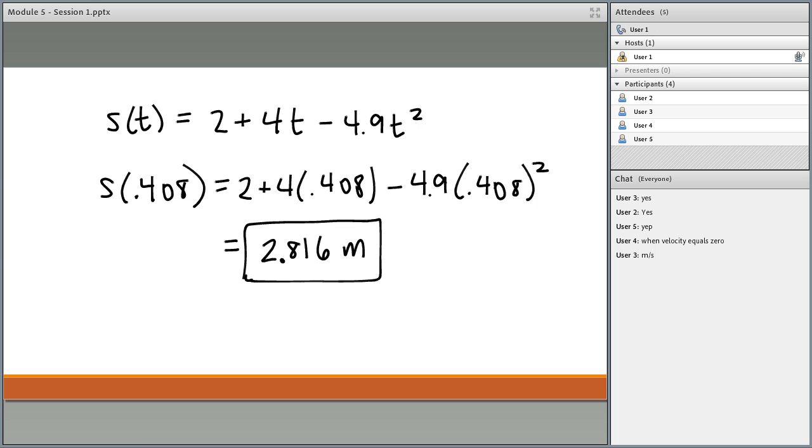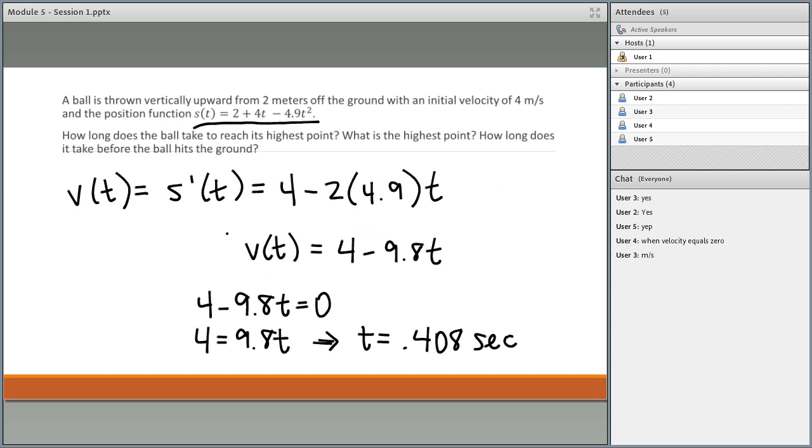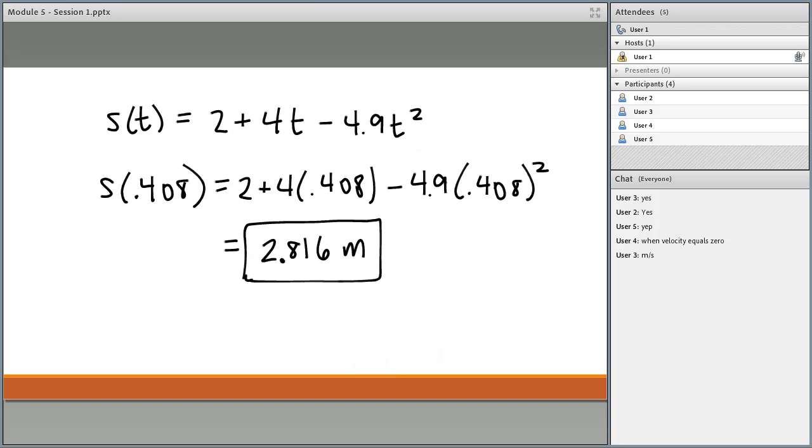We were also asked to find, so we found how long it took the ball to get to the highest point, 0.408 seconds. We also found what the highest point is, and now we're asked to find how long does it take before the ball hits the ground. So how do we find out how long it takes for the ball to hit the ground? Is there anything we know about the ground in terms of the position function?